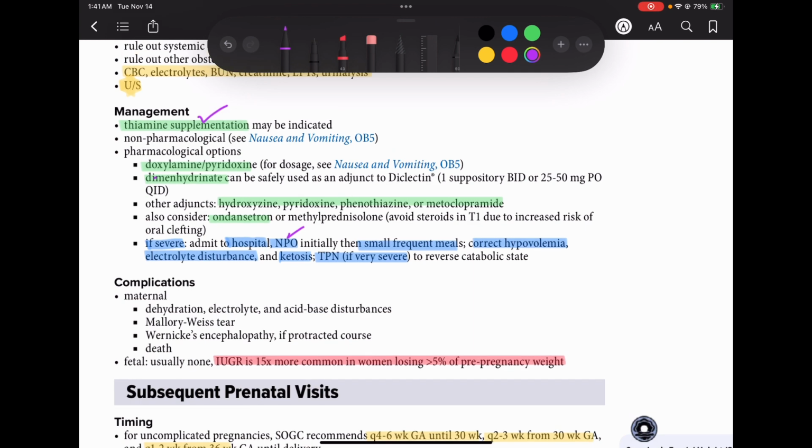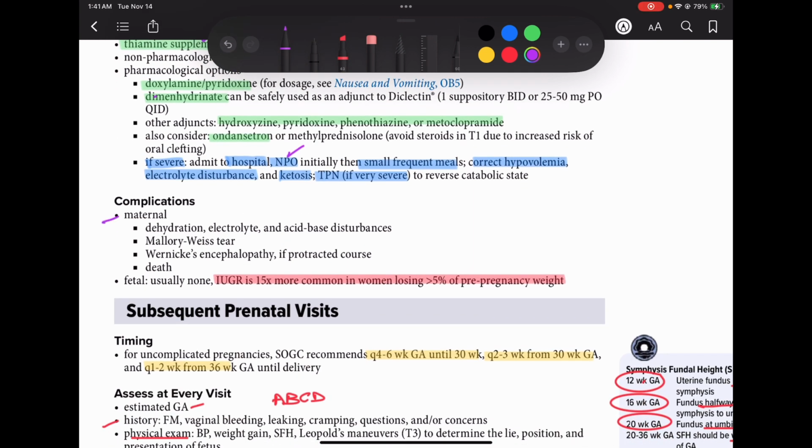Complications in hyperemesis gravidarum include maternal complications and fetal ones too. In maternal, because of the vomiting, there's dehydration and electrolyte and acid-base disturbances. They can also get Mallory-Weiss tears in the esophagus, and Wernicke encephalopathy too. If it's a protracted course and it's not controllable, then it could lead to Wernicke encephalopathy because of the subsequent electrolyte and thiamine deficiency. And it could also lead to death.